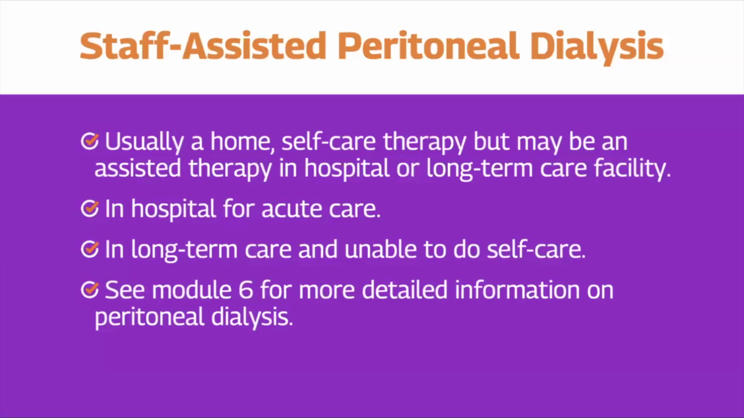Staff-assisted peritoneal dialysis. We're only going to talk a little bit about peritoneal dialysis, or PD. It usually occurs at home. Self-care therapy may be an assisted therapy in a hospital or long-term care facility. If the patient is in the hospital and needs to start dialysis urgently, it is becoming more common for a PD catheter to be placed rather than the central venous catheter, because the central venous catheters become infected so easily and cause harm to patients.